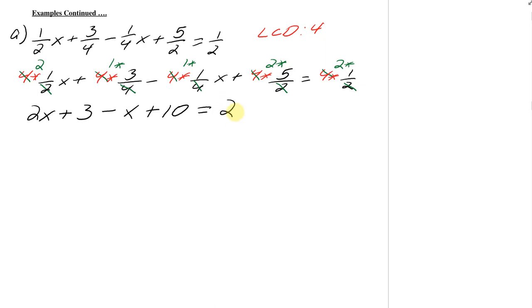So here's the problem that I'm left with. Again, I would much rather deal with this problem than the other one. Now if I work this out, I get x plus 13 equals 2. Okay, and now I can just subtract off the 13 and I get x equals negative 11. And so that would be my solution in this case.